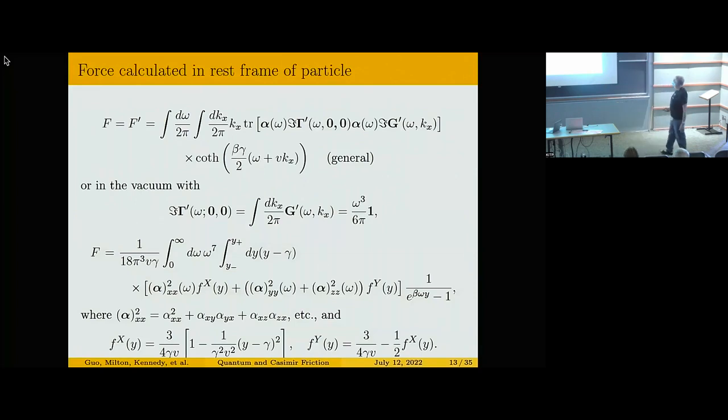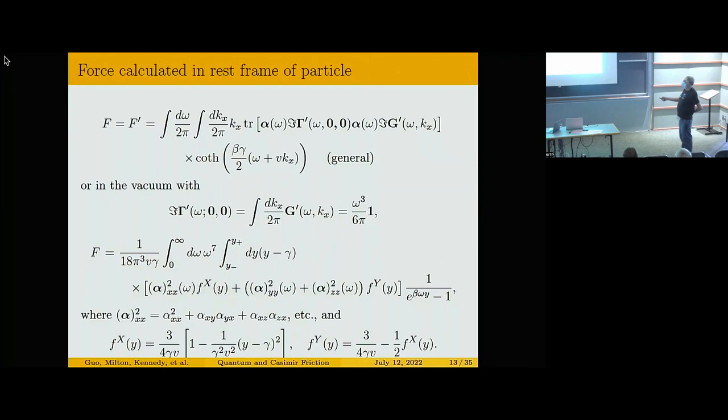So now you can calculate the force, for example. As I said, I went out to second order in alpha. So here's the formula we get. Alpha, imaginary part of gamma prime, alpha, imaginary part of g. What's g? Well, g is simply the imaginary part of gamma. This has been Fourier transformed. We've transformed the ky away. We still have this integral on kx. So this is evaluated at equal spatial points. And since it's vacuum, this is easily seen to be omega cubed times unit.